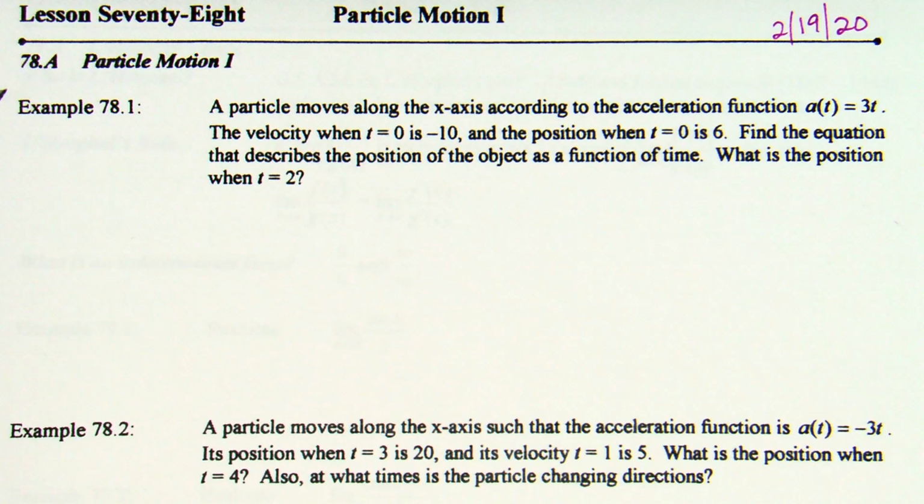Lesson 78 is particle motion. You'll notice it's particle motion 1, which means this is intro 1. You will see particle motion 2 and maybe even particle motion 3, I don't remember exactly. Now, some of this you're already familiar with because you already know the ideas of position, velocity, and acceleration. We've talked about those connections, so we'll be reviewing those today.